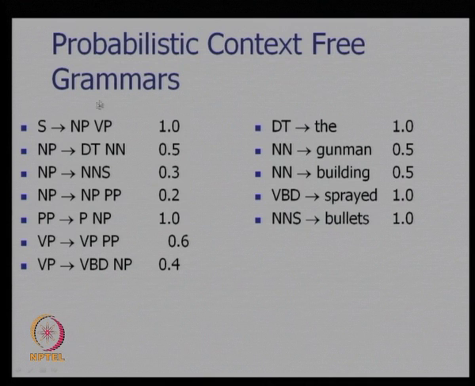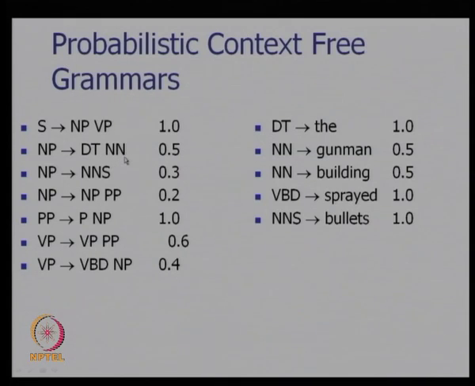Now, here is an example of probabilistic context-free grammar rules capturing a fragment of the English language. S goes to NP VP, probability is 1.00. There is no doubt that S can be expanded only this way for declarative sentences. If there are interrogative sentences, then a verb would begin the sentence. We are dealing with only declarative sentences.